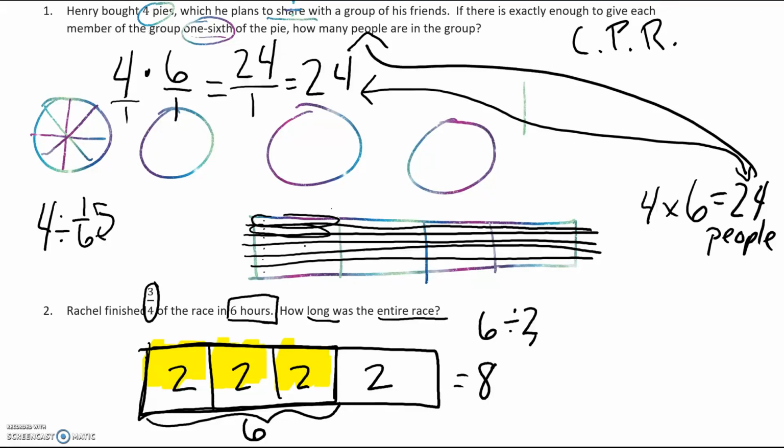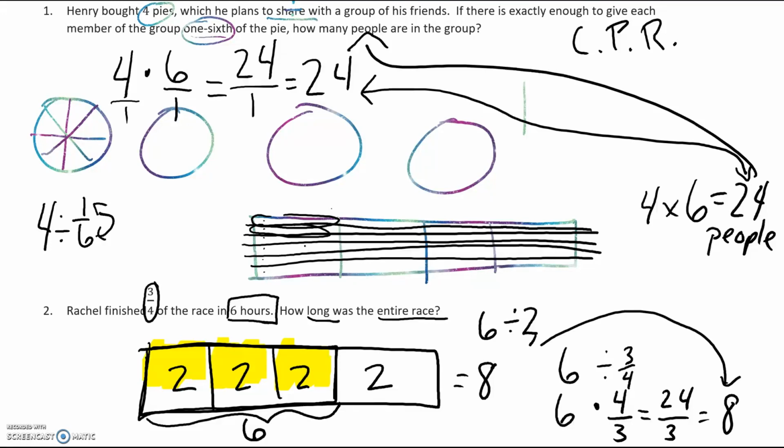Well, here I have 6 hours divided by 3/4. So let's check. This would be a copy, poof, reciprocate. So now what do? 6 times 4 is 24, divided by 3, because 1 times 3 is 3. And then 24 divided by 3 is 8. And look, my answers match.